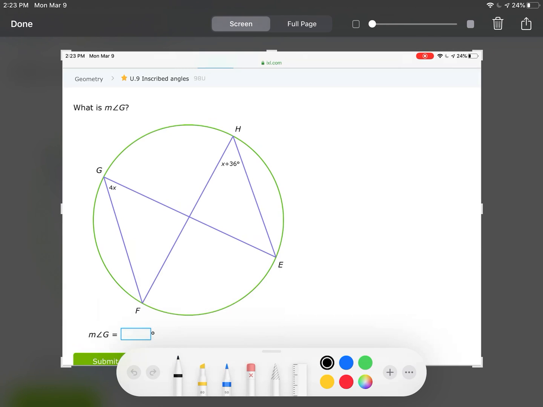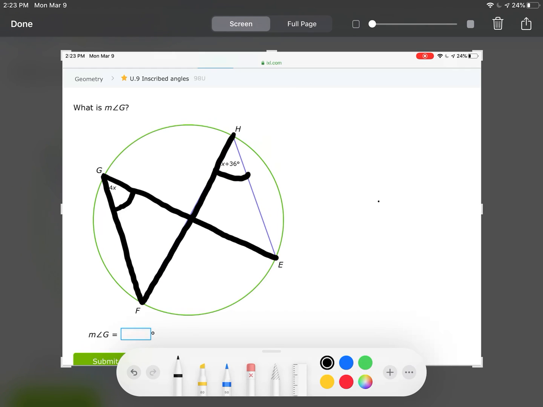So notice that we have this inscribed angle, 4x, and if we trace out its sides, it meets the circle at F, and on the other side it intersects the circle at E. Now let's look at H. H happens to intersect the circle at the same two places. If you trace out the side length, it goes to F, and if you trace out the other side length, it also goes to E.